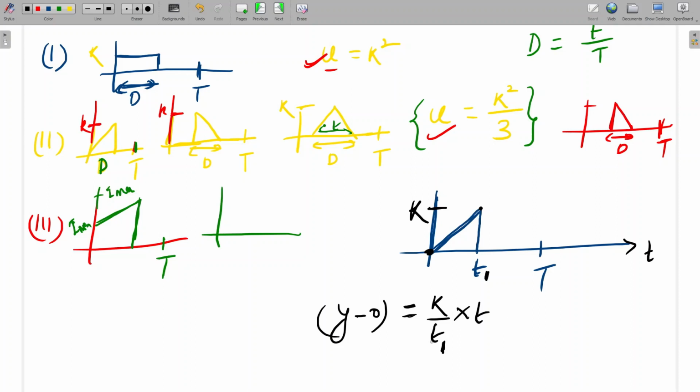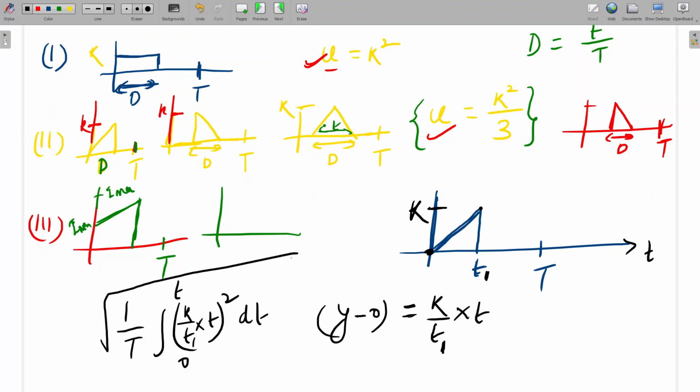So we can integrate it. K by t1 into t, whole square, this will be 1 by T into dt, from 0 to t1. Is it clear? This will be the RMS value. Okay, so we can simplify. So what will be the value?